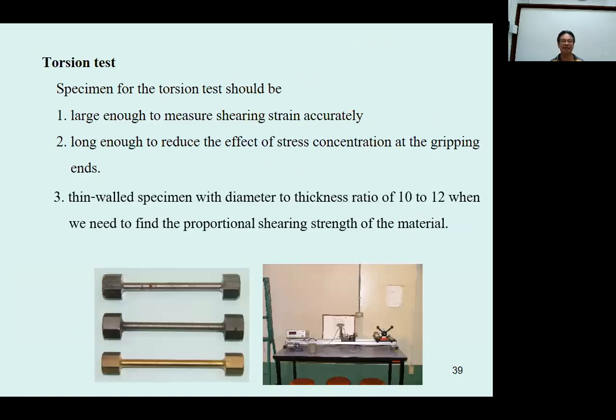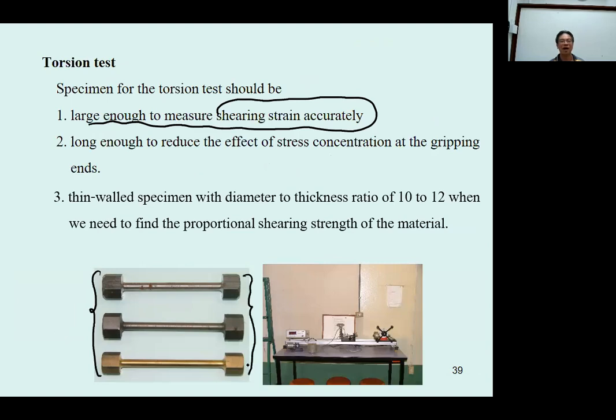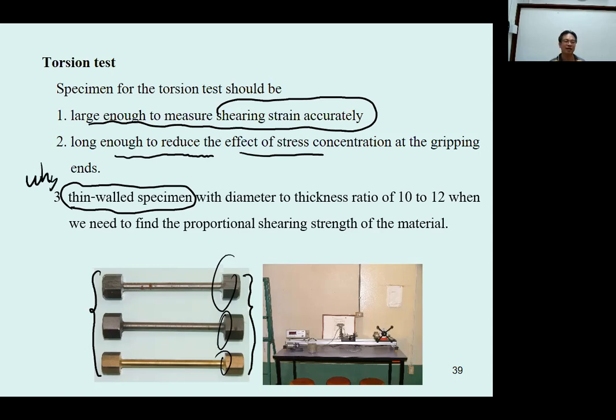For the torsion test, there is something to note, okay? The specimen must be large enough to get the strain accurately. So in our test, you may get a strain that is not so accurate, okay? And the specimen must be large enough to reduce the stress concentration that occurs at this point. And if possible, the specimen is supposed to be a thin-wall specimen, okay? As I mentioned before, why we use this is because the stress for the thin-wall specimen occurs at the portion of the material, so the failure is going to be the correct one.